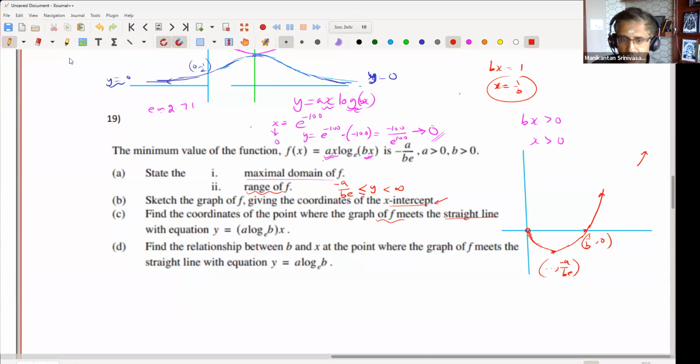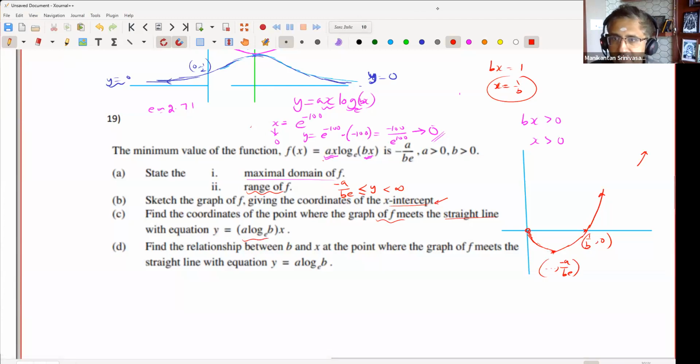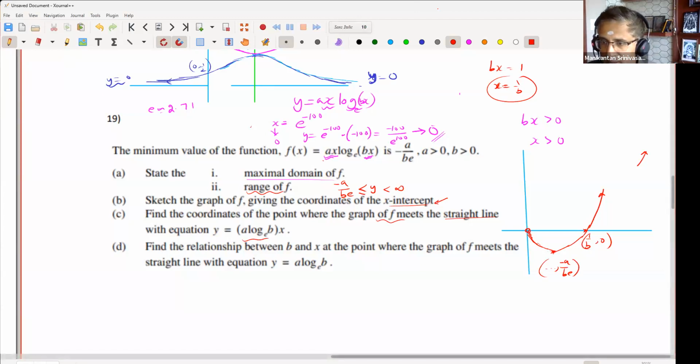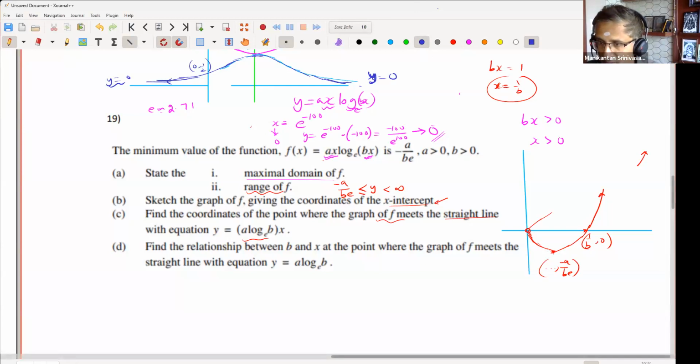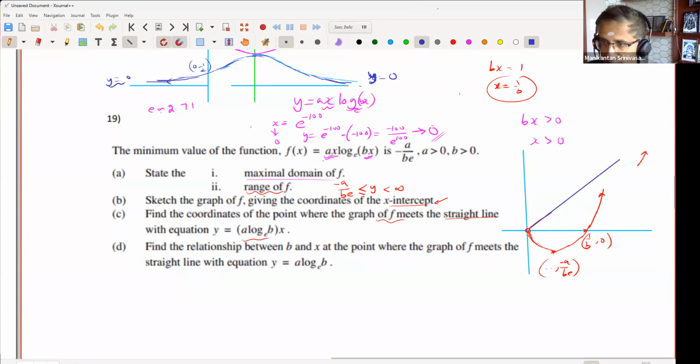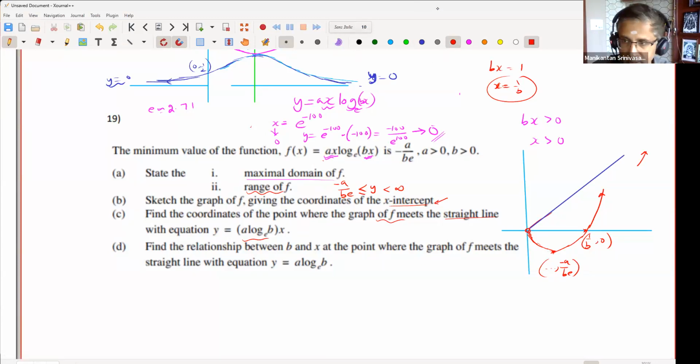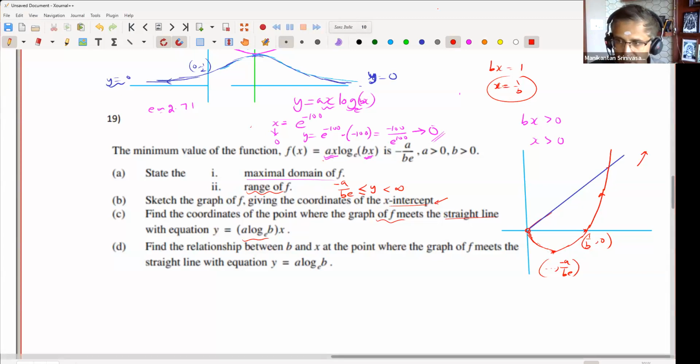Find the coordinates of the point where the graph of f meets the straight line y equal to a times log b to the base e times x. So how will this straight line look? This straight line looks like just a 45-degree line, right? Something like this. And now this graph is going to intersect here somewhere. So he wants us to find this intersection point, find the coordinates.